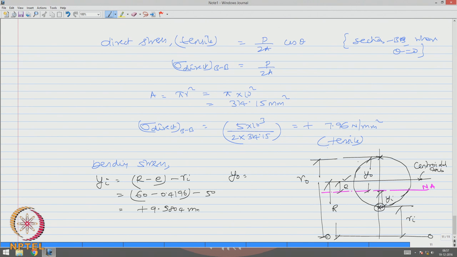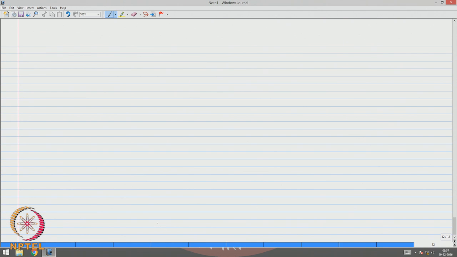I want to find this distance, which is going to be, one can say, simply the diameter plus E, which is 10.4196. This is negative because this is heading towards the compressive stress. Therefore, y I is plus 9.5804 and y O is minus 10.4196 millimeters.